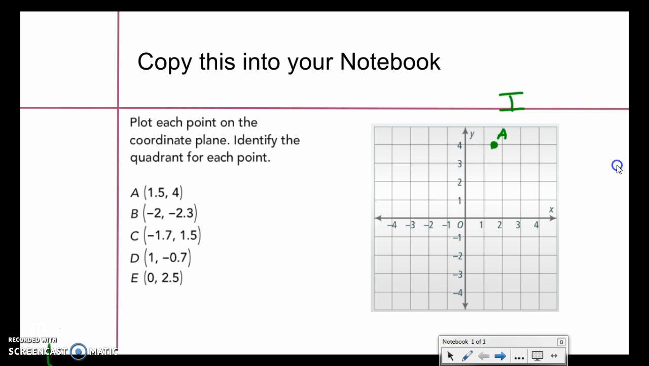Alright? So A is done. Let's find B. We have a negative, negative. That's going to be in quadrant 3. Okay? We have -2 for our x value. So we need to find our -2. Then we have -2.3. We know that when we have a decimal, it's written as, or read as, -2 and 3/10. So it can be written like this.